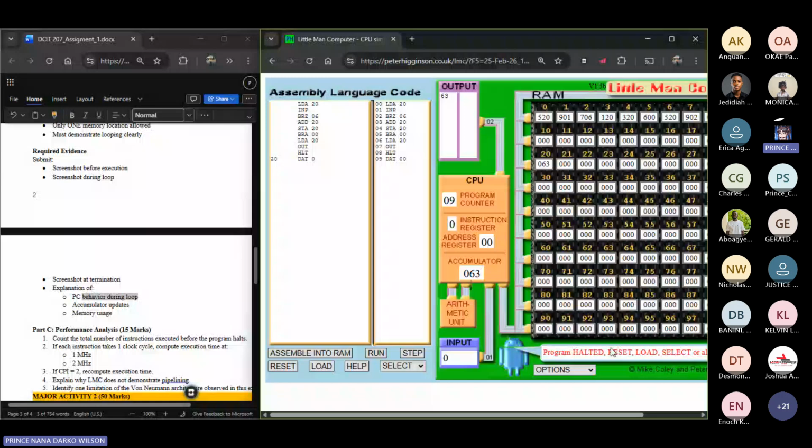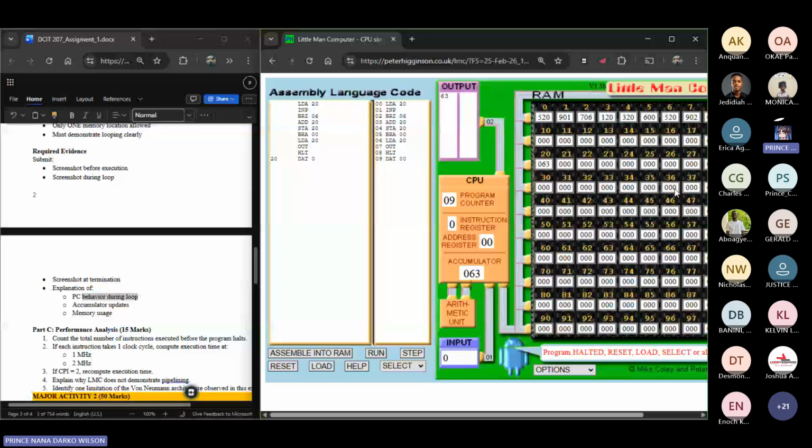Before you run the code, when all your values in every register here are set to 0, it says take a screenshot before you do the execution. So you screenshot it first. After you screenshot that program, then you will run it. And then as the looping is happening, after the values have been updated, you screenshot that.